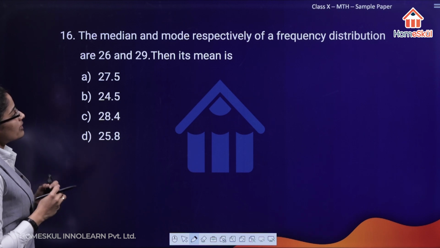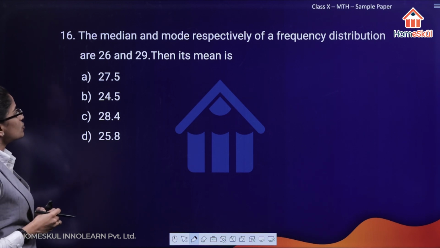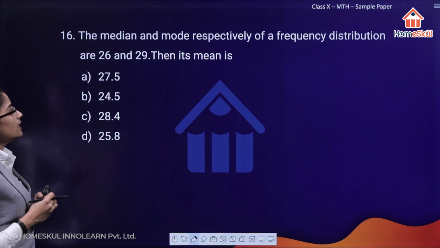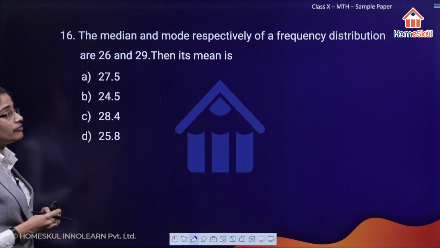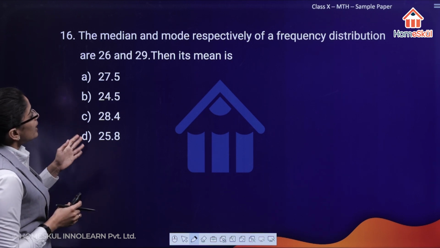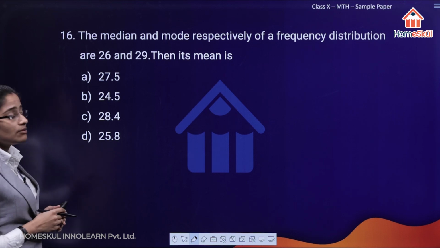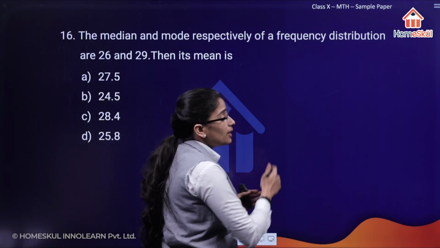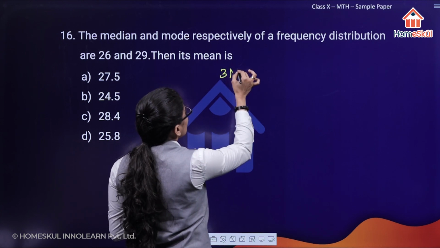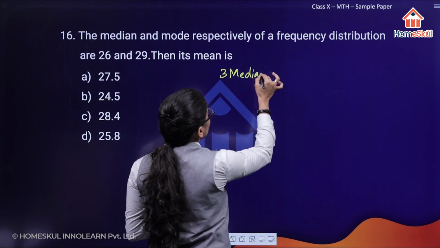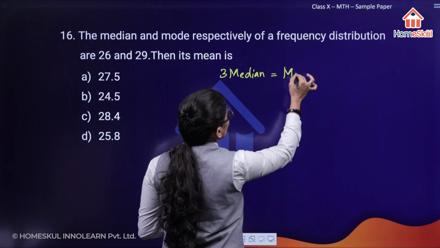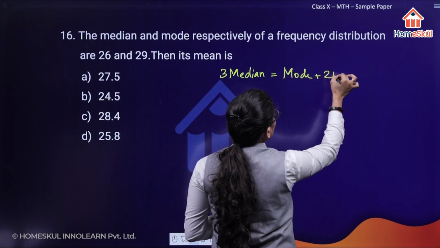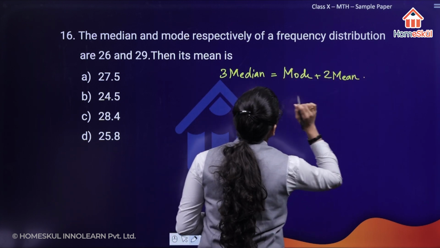The median and mode respectively of a frequency distribution are 26 and 29. Then its mean is? Here we need to find the value of mean, where median is equal to 26 and mode is equal to 29, given. What is the empirical formula? 3 median is equal to mode plus 2 mean, isn't it? 3 median is equal to mode plus 2 mean.